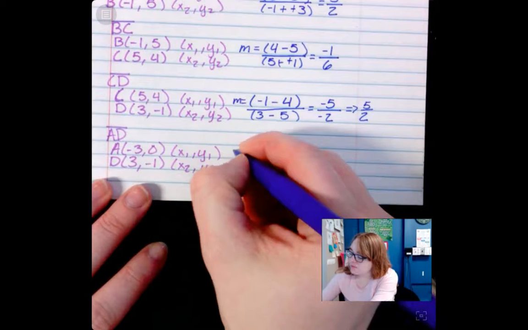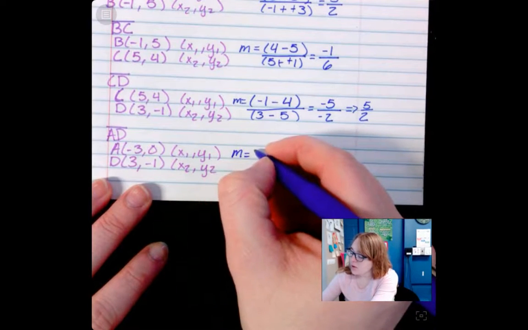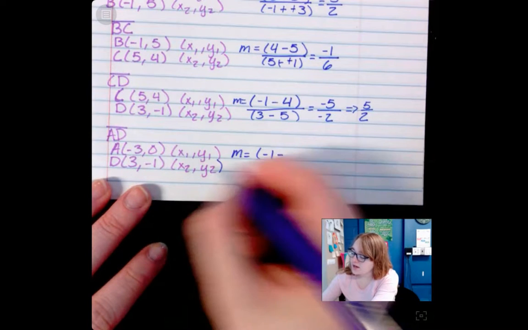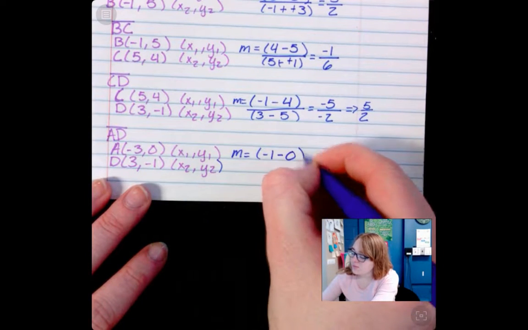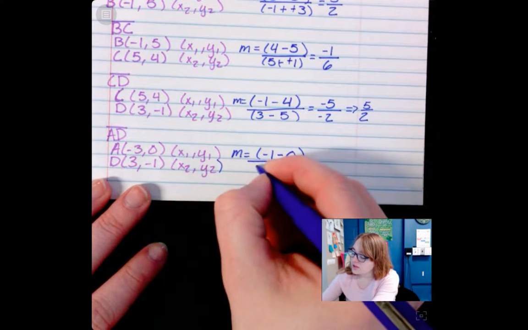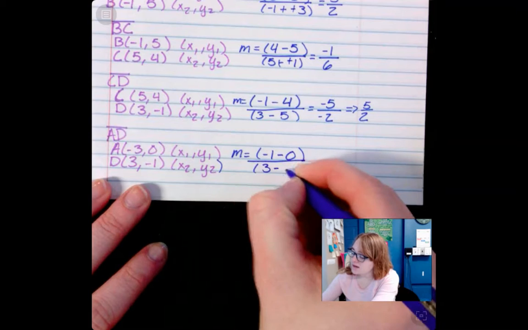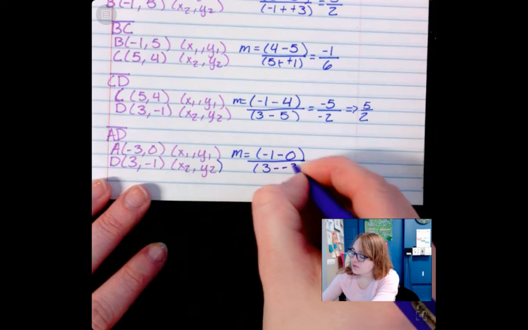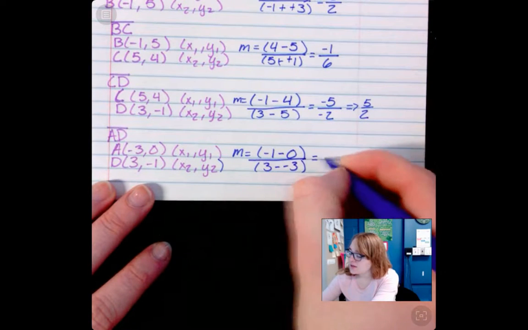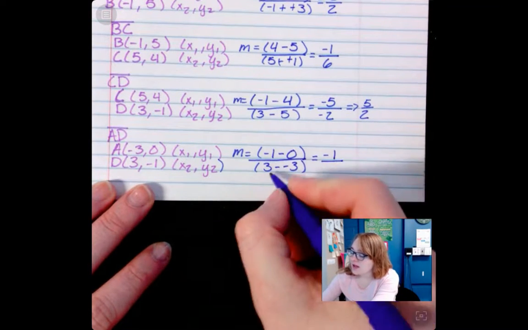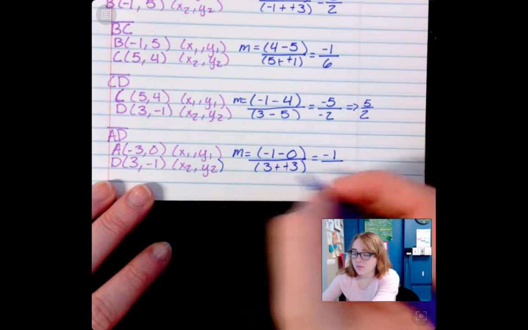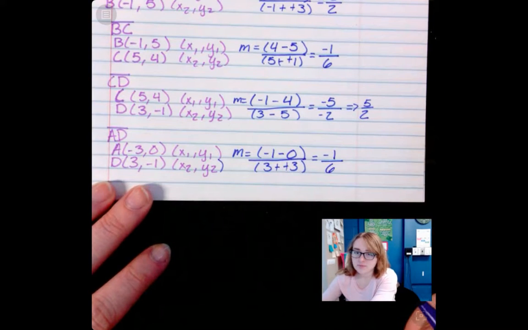We have m for slope is equal to our y2, which is -1, minus our y1, which is 0, over our x2, which is 3, minus our x1, which is -3. -1 minus 0 is still -1. And 3 minus a negative, or add a positive 3, so 3 plus 3 gives us 6.